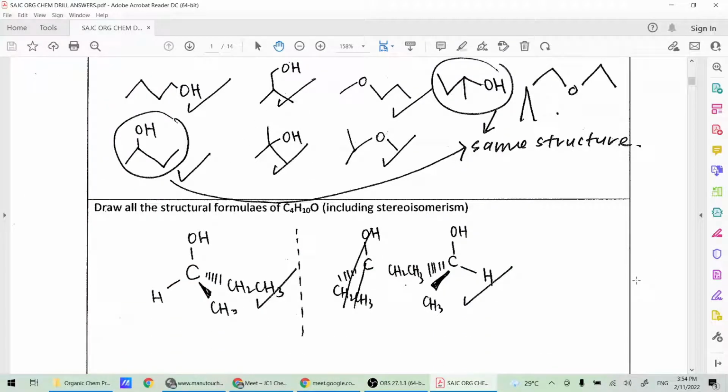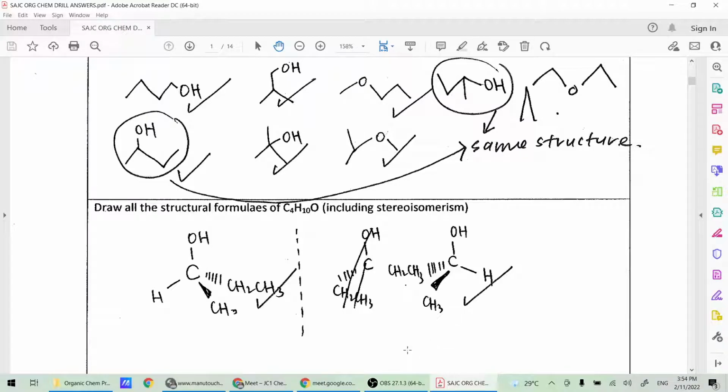Then they ask you to draw the structural isomers including stereoisomerism. You don't need to repeat the whole thing. Just practice drawing your optical isomers. It's the one with, what is this, butan-2-ol. The optical isomer is on butan-2-ol. So make sure that the OH and the CH3 are not aligned in a vertical line. They are kind of angled.